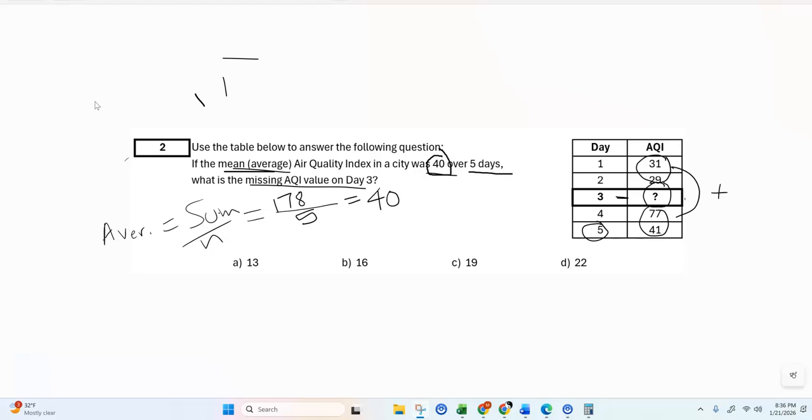What about the 5th number? Well, in a sense, we can maybe make that our x, right? That's your standard variable for an unknown. So we're going to take that and add it to the 178. And then when we divide it by 5, we get 40. Now, there's 2 ways you can do this.